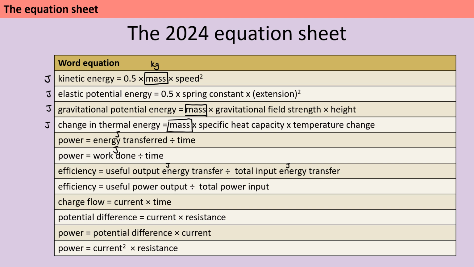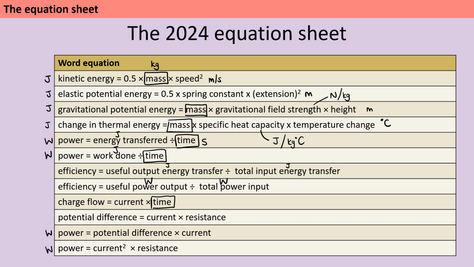Then speed is in meters per second, height and also extension are in meters, and gravitational field strength is in newtons per kilogram. Temperature change is in degrees C, and specific heat capacity is in joules per kilogram degrees C. That's one of the harder units to remember, but if you know the other quantities for that equation, then you can work it out because it's just a compound unit. Time always needs to be measured in seconds, and power is in watts.